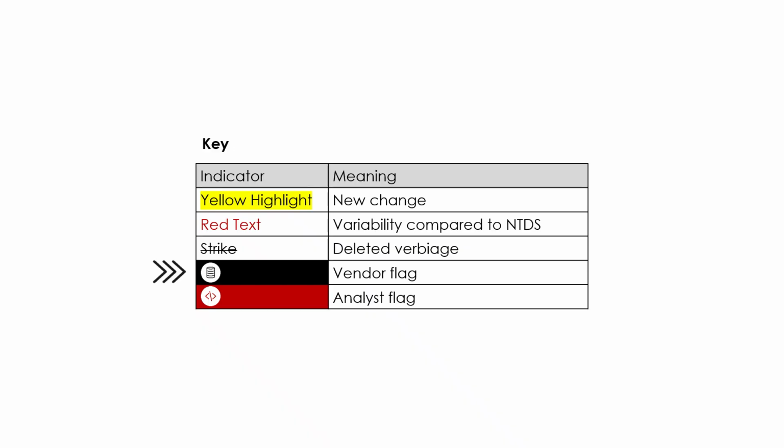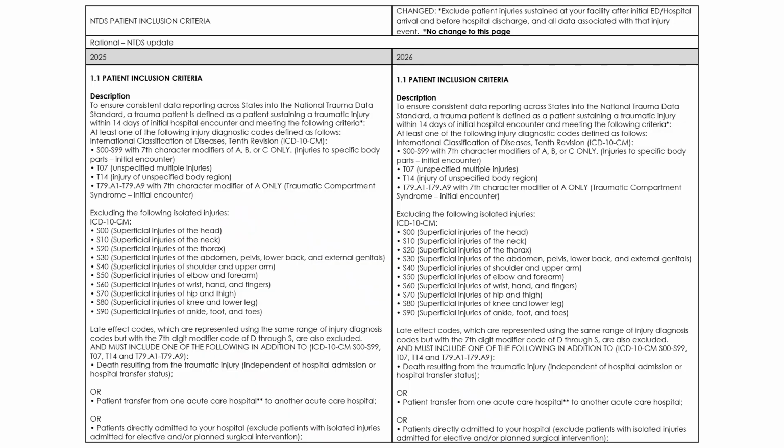Black bookmarks with a database icon indicate vendor-related changes for action or attention. Red bookmarks with a computer code icon indicate analyst-related changes for action or attention. If you'd like to spend more time on a variable, please pause the video to review the data. The next section of slides includes 2026 NTDS updates or changes also incorporated by MTQIP.